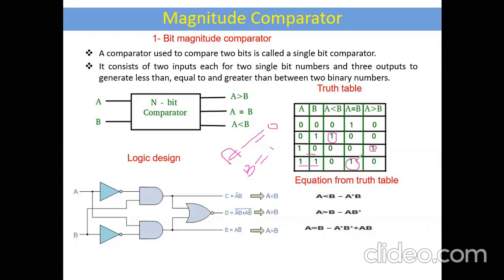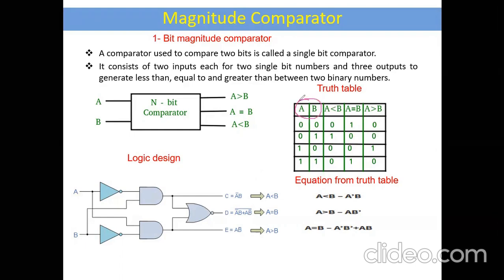Now, as usual, from the truth table we should do the logic design by K-map equations. By solving the K-map, we will get the logic design. From the logic design, we should draw the logic diagram. So first we should draw the K-map for A less than B, then A equal to B, then A greater than B. So we should draw 3 K-maps based on these two input variables.